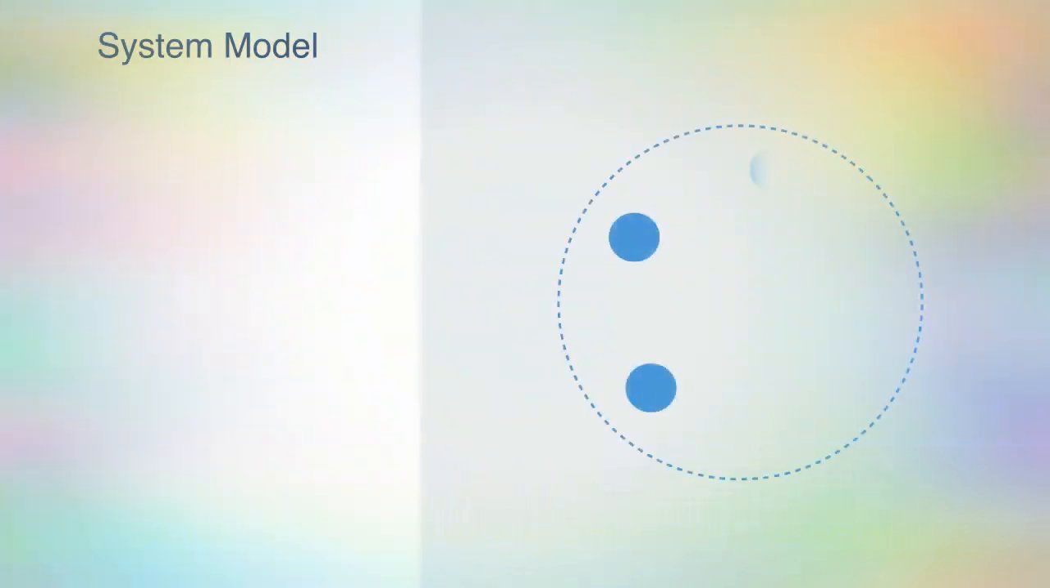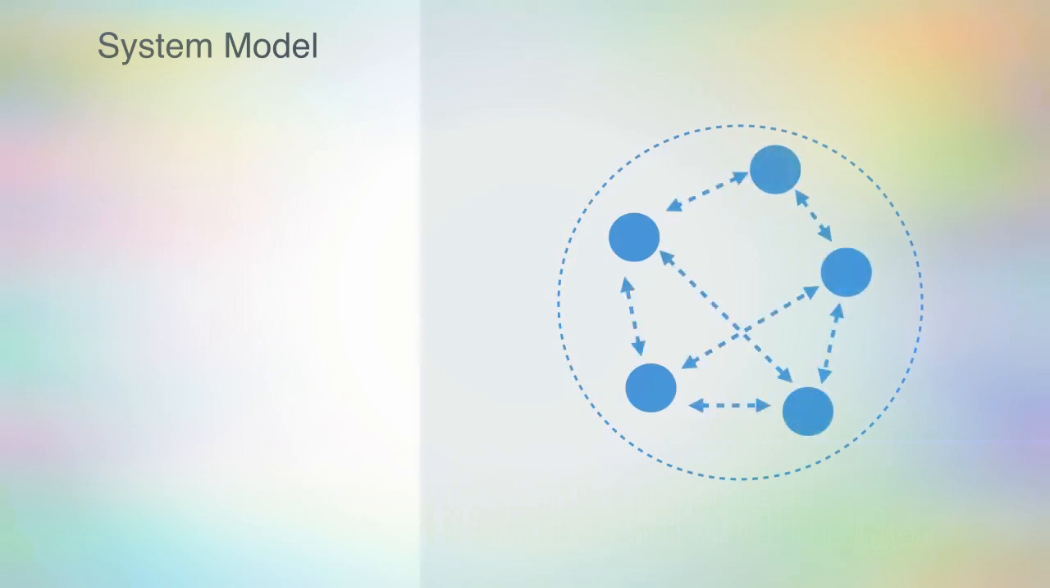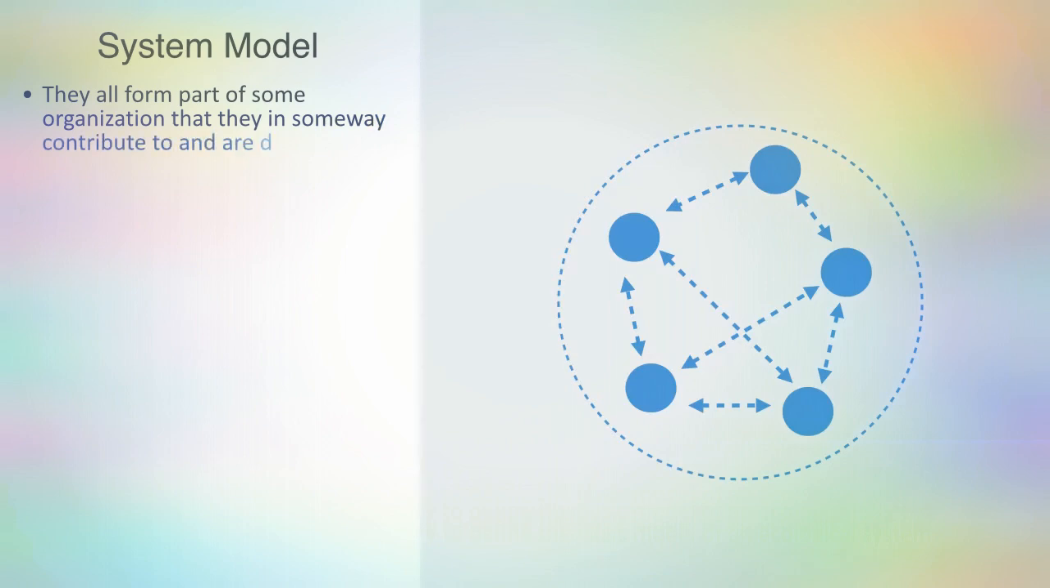A system may be understood as a set of parts called elements and the relations between those parts through which the elements are interdependent in forming some overall macro-organization. Unlike a set of independent objects, the elements within a system are in some way interdependent. They all form part of some organization that they in some way contribute to and are dependent upon.